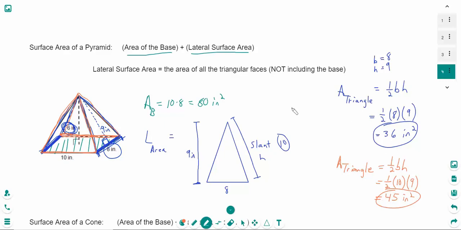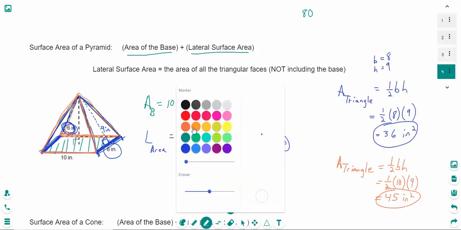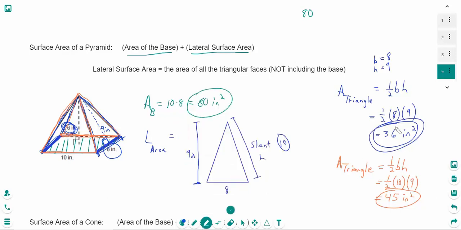All right, so putting it all together, we have the 80 for our base, just one base, and then we have the 36, which is the 2 side faces. So we have 2 of those, 36, and then we have the front and the back, which is this 45. So we have 2 45s for the front and the back. We're going to add all that up, and that is going to give us the surface area of the pyramid.